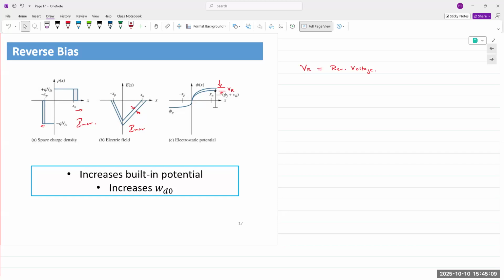But it's not an ideal situation, right? It's not an ideal device. So there is a limit on what will happen. So what happens are two effects.